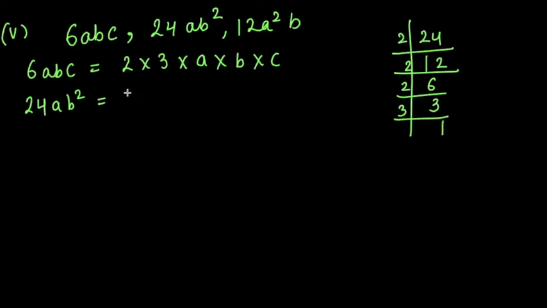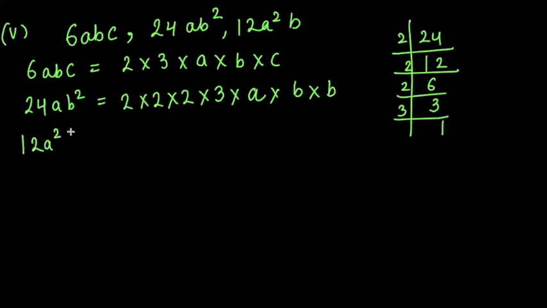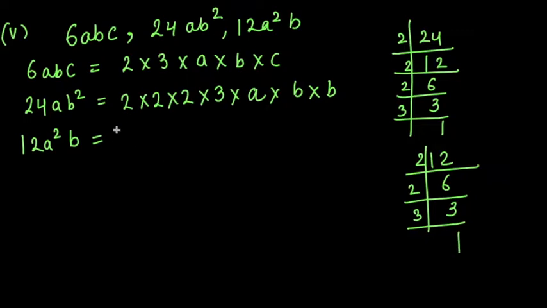So 24 you can write as 2 into 2 into 2 into 3 into a and b square, b into b. Third term is 12a square b. How do you write 12a square b? This is going to be 2 6 are 12, 2 3s are 6 and 3 1s are 1. So you can write 2 into 2 into 3. A square has to be a into a and then b.